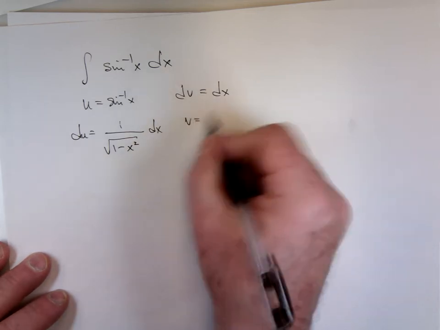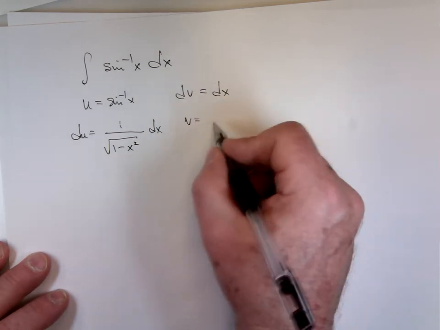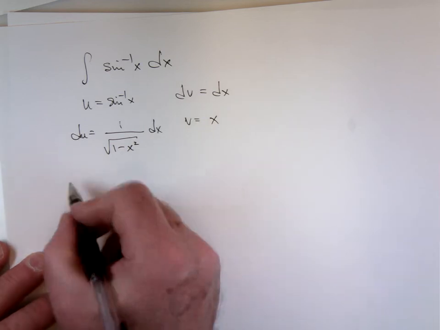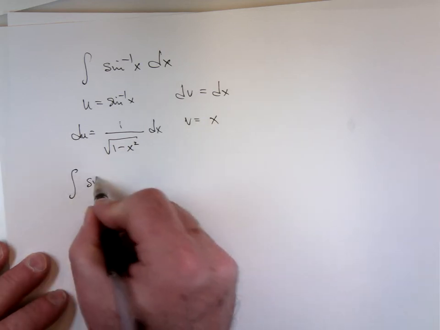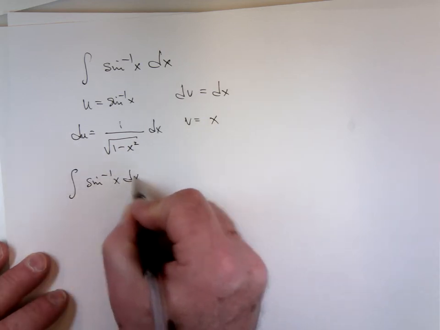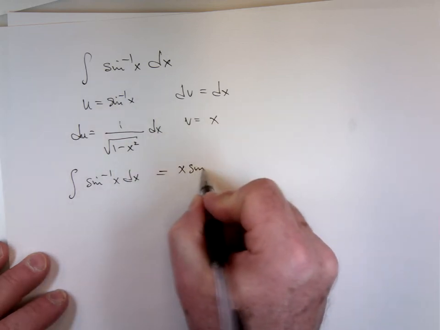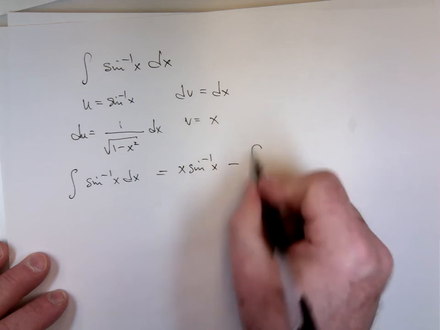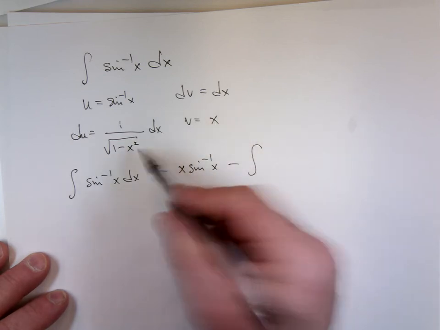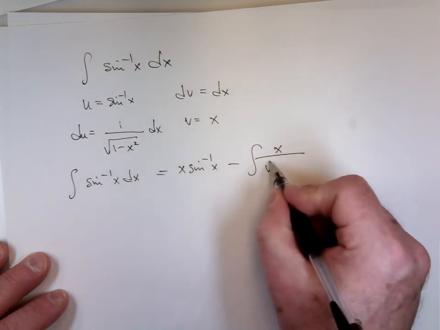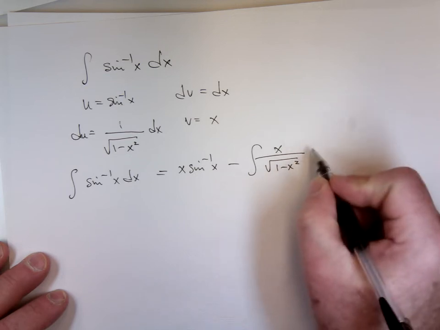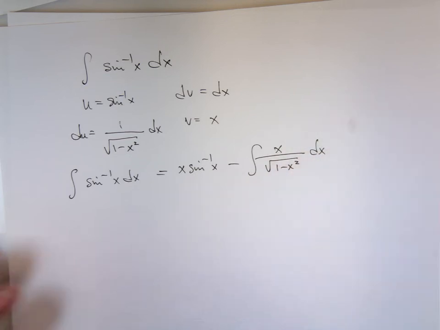So here's what we got. The integral of inverse sine is equal to uv minus the integral of v du. Ooh, now this integral looks nasty. Can anyone suggest how we can do that integral?